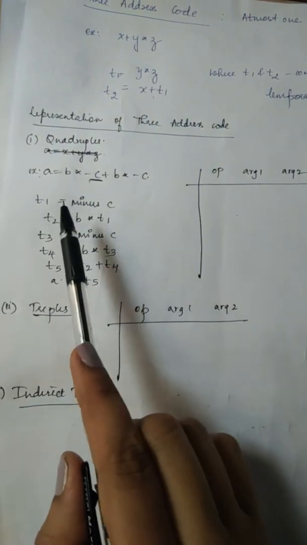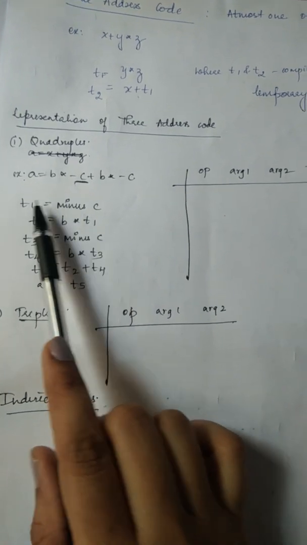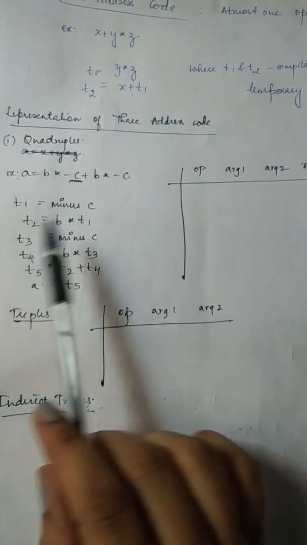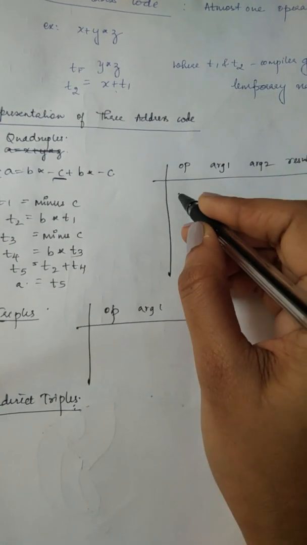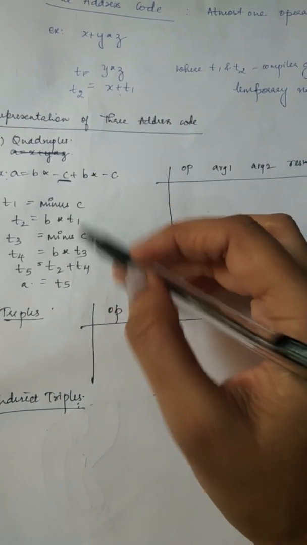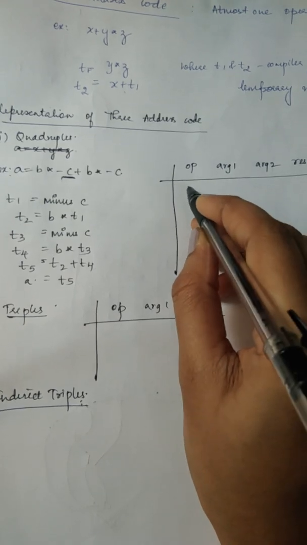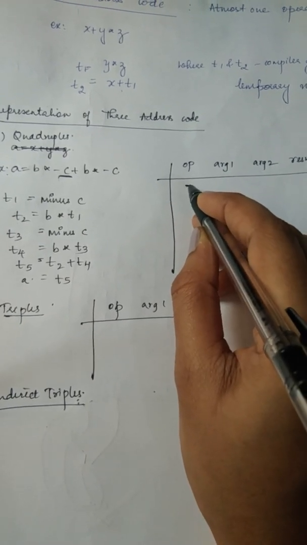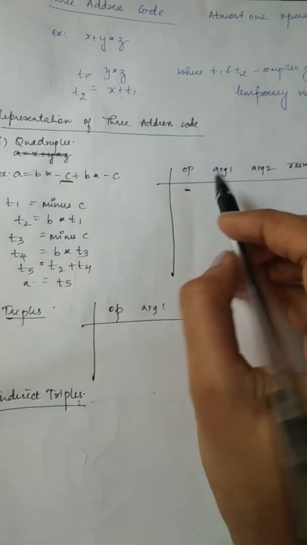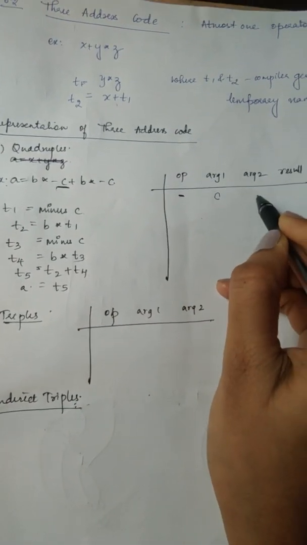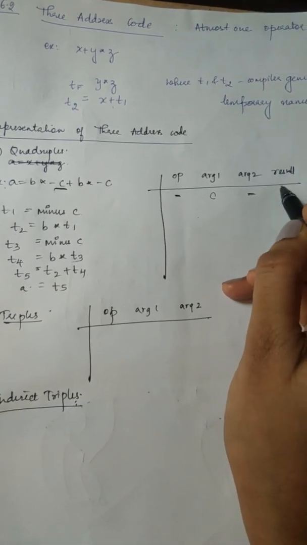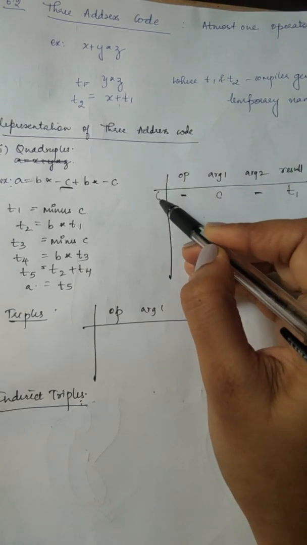Let me take an example here. Here you have a maximum of two addresses, right? Now, the operator. We shall write the sequence in the same way. The first one is minus, since it is a unary operator. We have only one argument for it, so its argument is c. The second argument is nothing, it's nil, and the result is stored in t1. This becomes record 0.